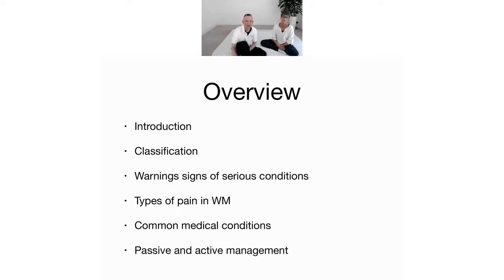So we're going to do the introduction, classification, back pain warning signs, because I think this is probably the one thing that we're all a little bit concerned about. There is a serious condition, very rare, but sometimes there are serious medical conditions that are contraindicated for shiatsu, so just watching out for those. The types of pain in Western medicine, common medical conditions, and passive and active management. So let's go through these slides.